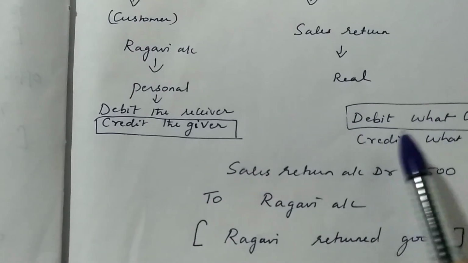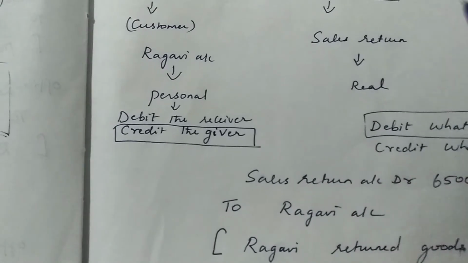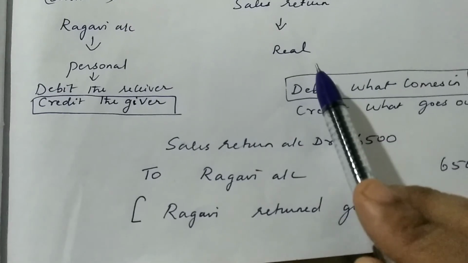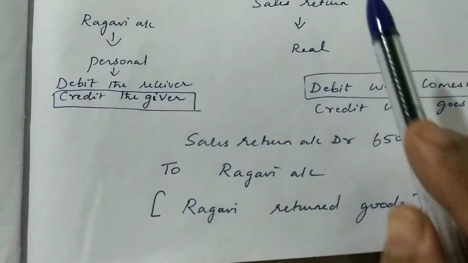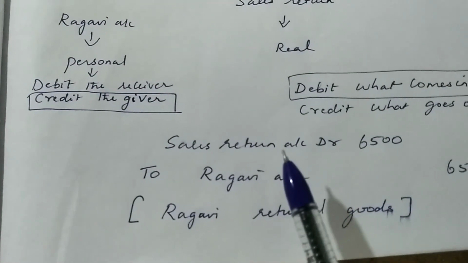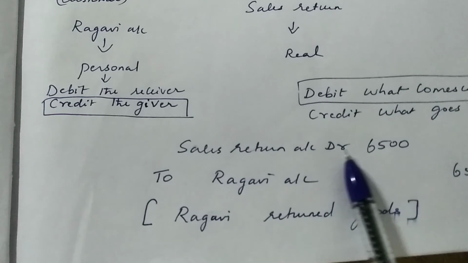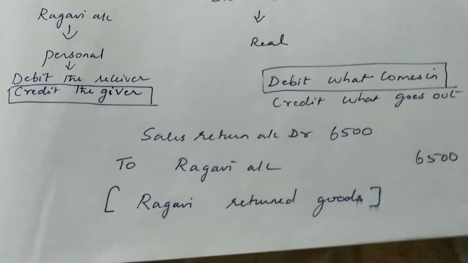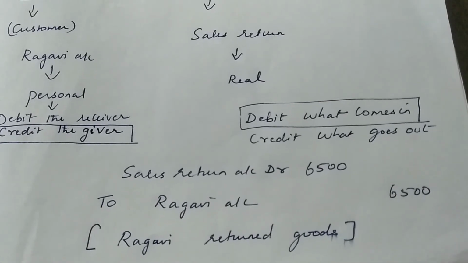Debit what comes in, credit what goes out. When goods are coming back to the business, debit what comes in. So it has to be debited. Sales return must be debited. So what is going to be the entry? Sales return account debit to Raghavi account. Raghavi return goods. Able to understand?